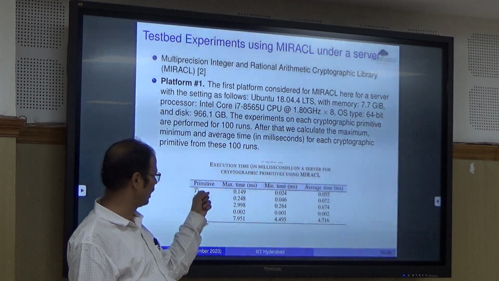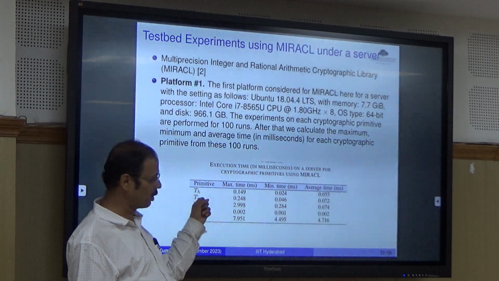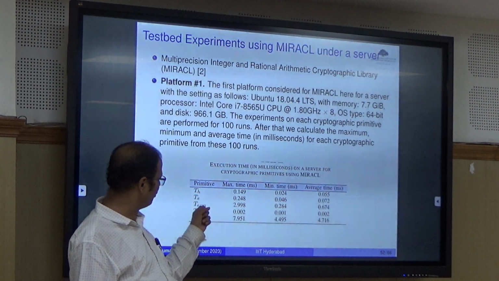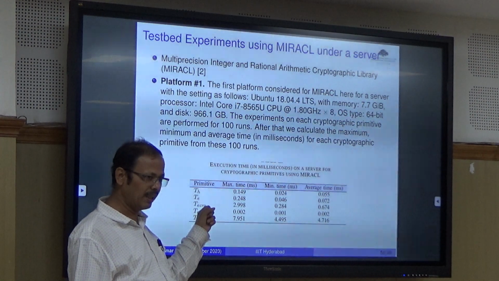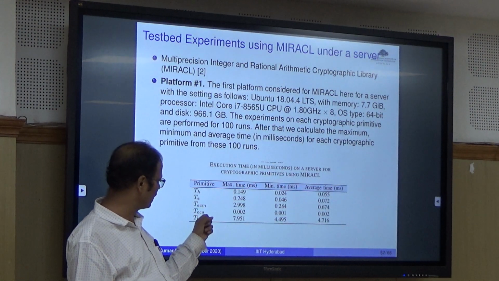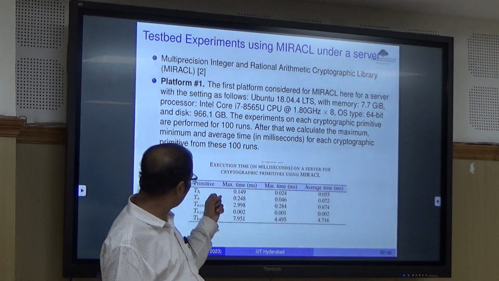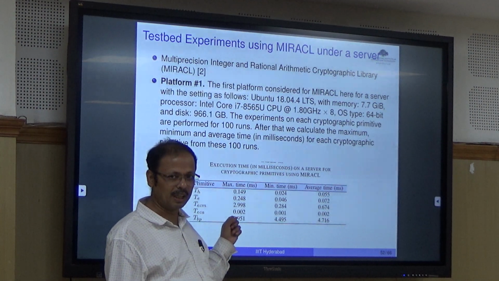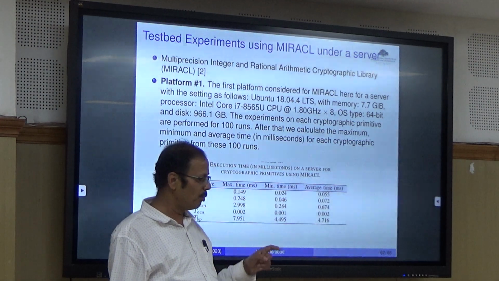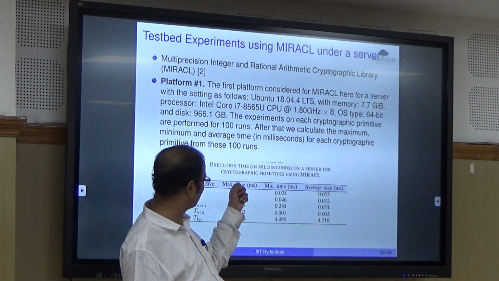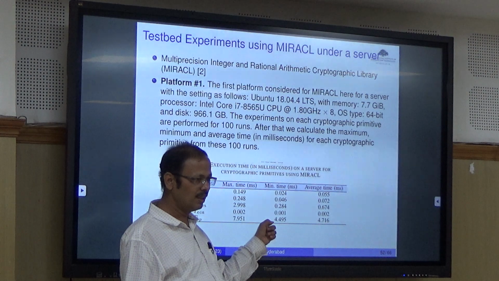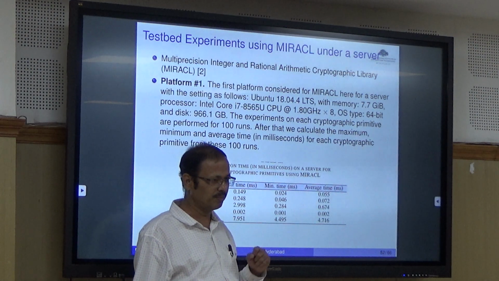This is known as the hash function. This is known as the modular exponentiation. This is known as the elliptic curve point multiplication, elliptic curve point addition, and bilinear pairing. We ran each and every primitive for 100 iterations. From the 100 iterations, we measured the maximum time and minimum time required. Then we also took the average time.